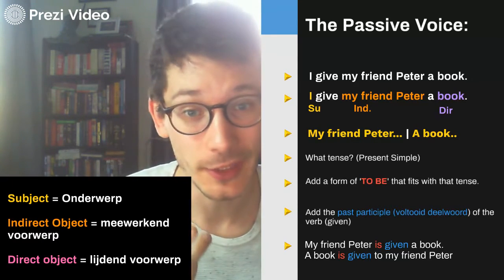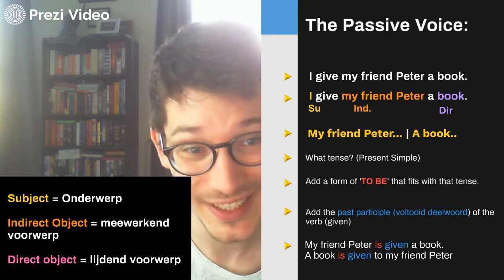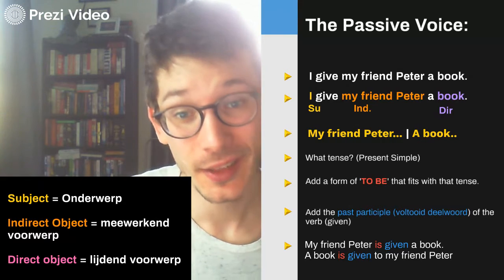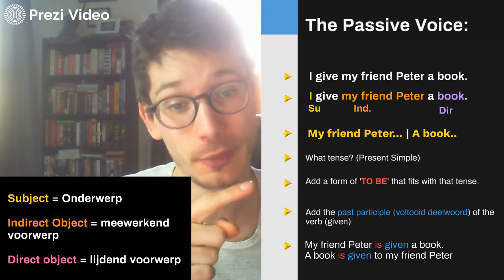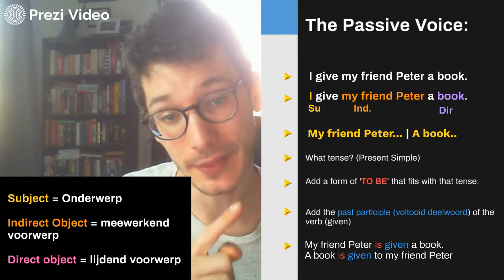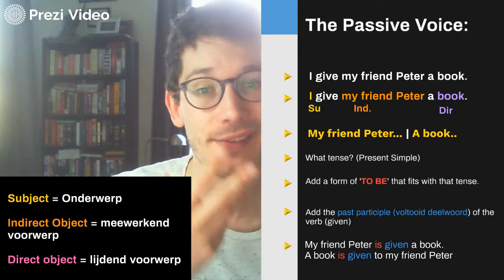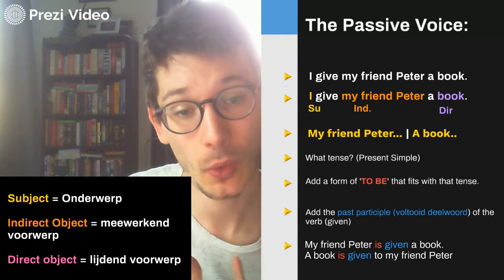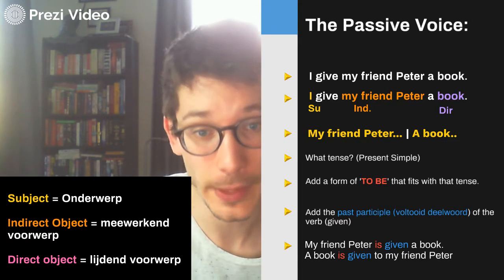Okay? So to very quickly summarize, what you do is you read a sentence, you figure out what the subject, indirect object, and direct object is, you make any of those two objects the new subject, you figure out what tense it is, you add a form of to be that fits with that tense, you add the past participle of that verb, and then you finally get my friend Peter is given a book, or a book is given to my friend Peter. Okay?